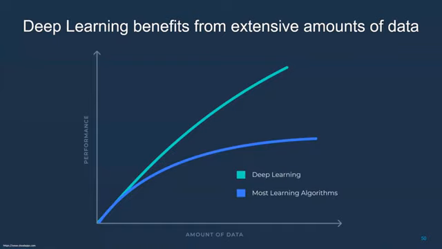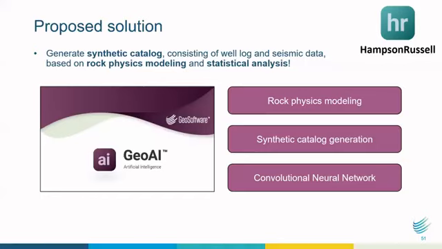Here is a graph showing us that deep learning benefits from an extensive amount of data. And it's quite clear from this graph that the more data we use, the more augmented data we use, the better performance we have. Performance here means the accuracy of prediction. And the question is, if we only have 2 or 3 wells, or even one single well, where can we take this additional data, how can we increase this amount of data and enhance the performance of deep learning? And the answer is: generate this data.